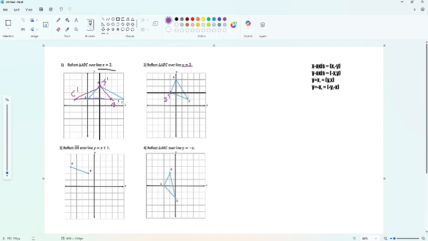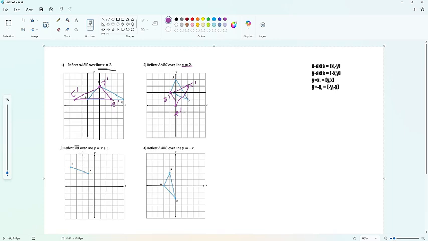Now let's see. This is one horizontal from the line, so C would be 1 away, C would be here. C prime. A is 2 away, so A would be right here. Do you understand, students? You better, because I'm a good teacher, obviously.